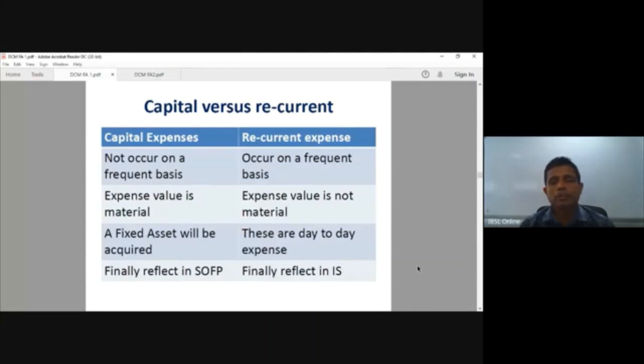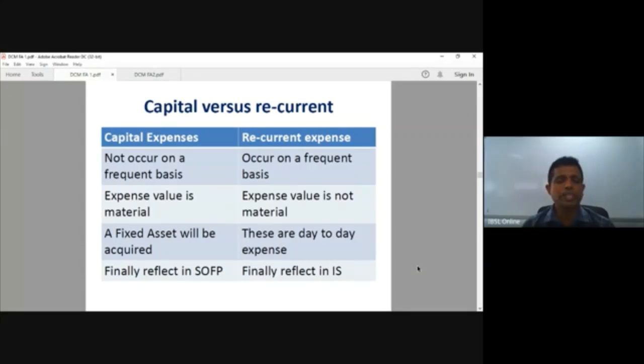Purchasing a machinery does not occur on a frequent basis. This month we are purchasing, next month also we are purchasing? Machineries are very high in value. Therefore, we cannot purchase a machinery every month. But when it comes to electricity payment, you have to make it every month. In order to do the business, every month you have to make the electricity payment.